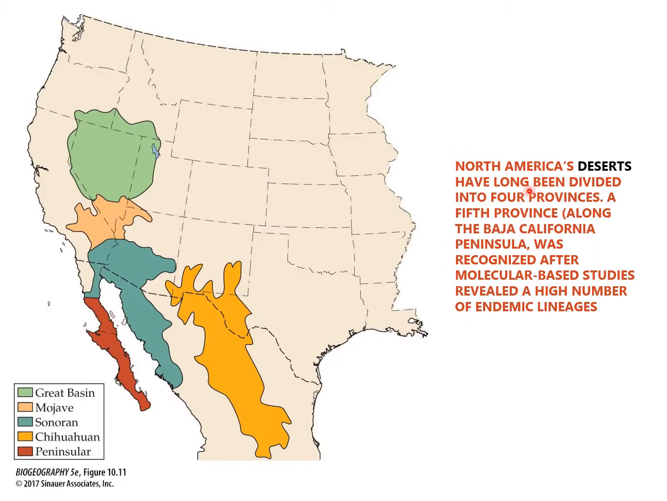North America's deserts have, for a long time, been divided into 4 provinces, which you see here. However, a 5th province, along the Baja California Peninsula, which is down here, was more recently recognized after a molecular study based on the DNA of the organisms that exist there revealed a really high number of endemic lineages. So basically, this area has a lot of species that are endemic or evolved from endemic lineages, to the extent that they think it now represents its own province within the desert biome in this area.